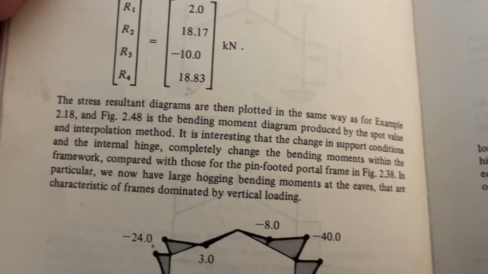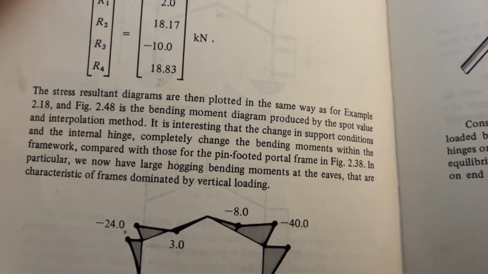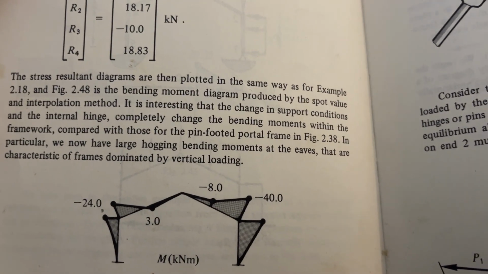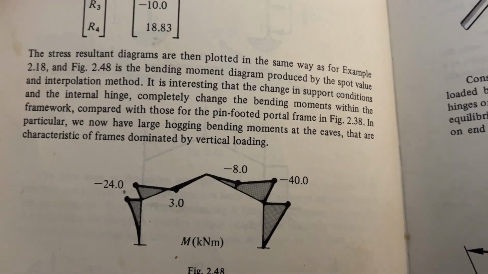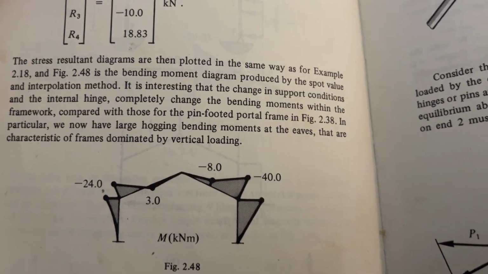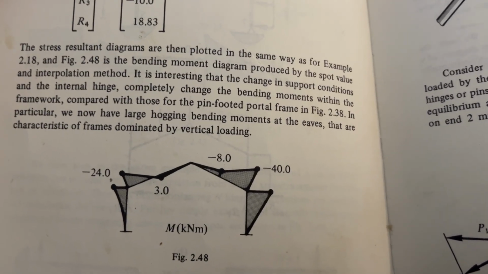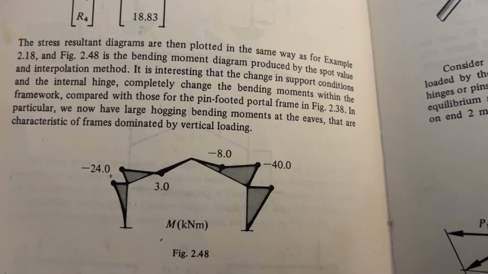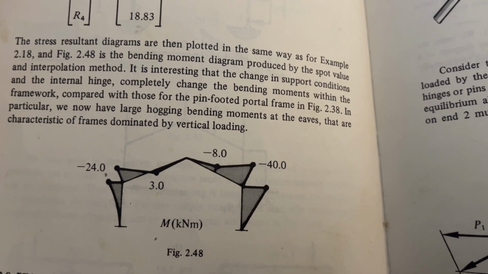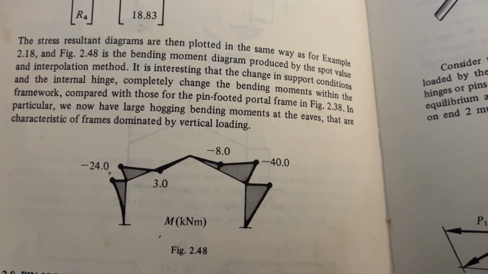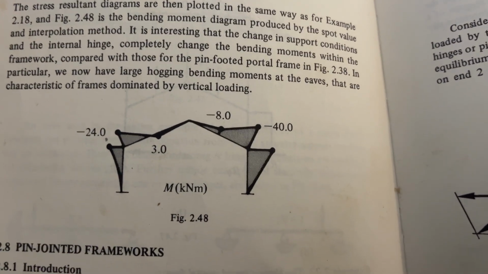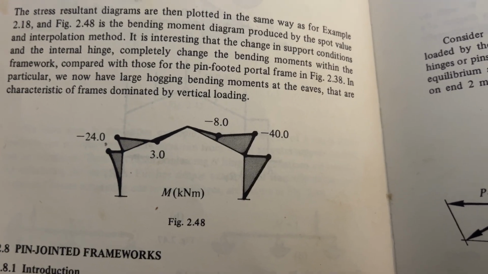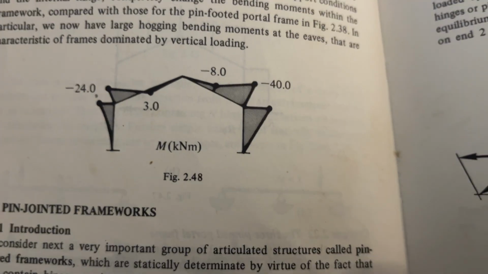The stress resultant diagrams are then plotted in the same way as for the example 2.18, and figure 2.48 is the bending moment diagram produced by the spot value and interpolation method. It's interesting that the change in support conditions and the internal hinge completely change the bending moments within the framework compared to those within the pin jointed framework in 2.38. So we're going to go back to that one. In particular, we now have large hogging bending moments at the eaves that are characteristic of frames dominated by vertical loads. That's the bending moment diagram.